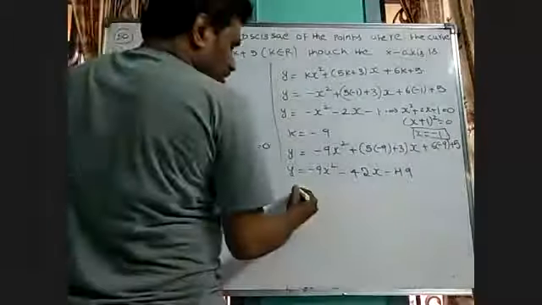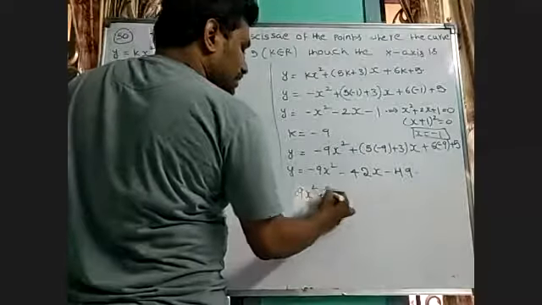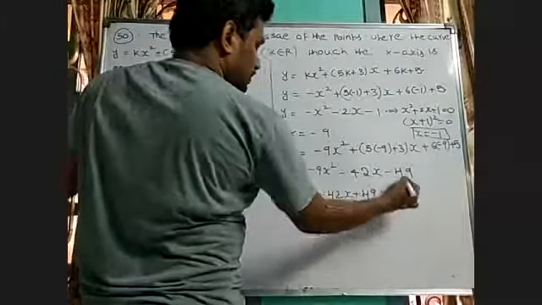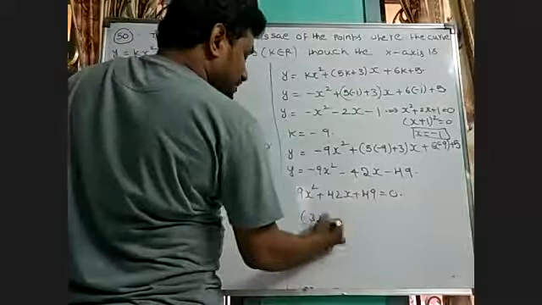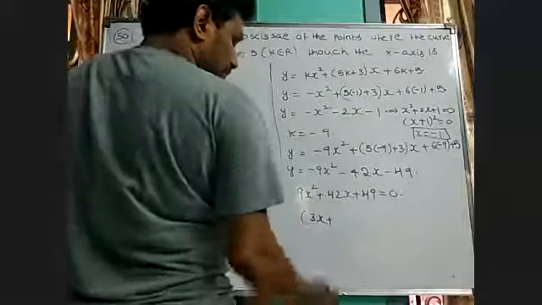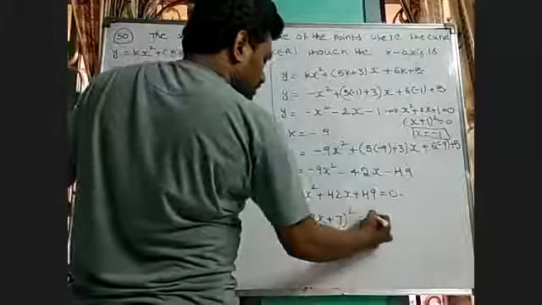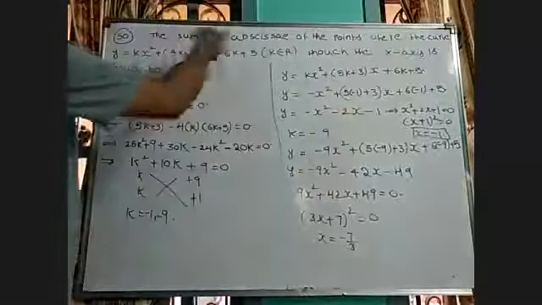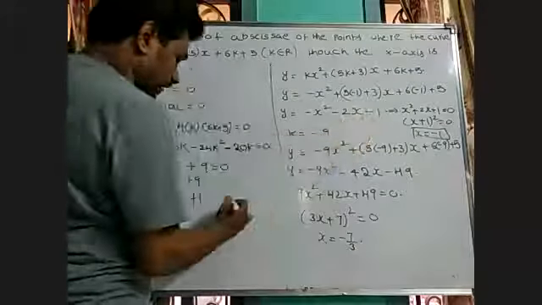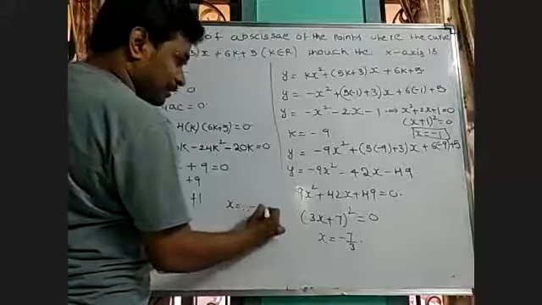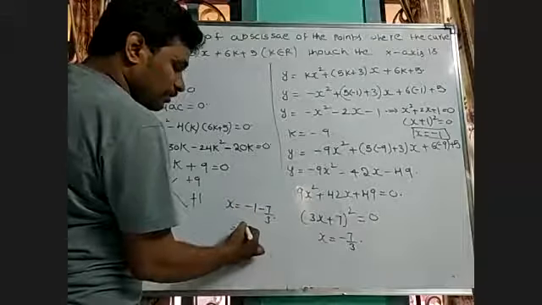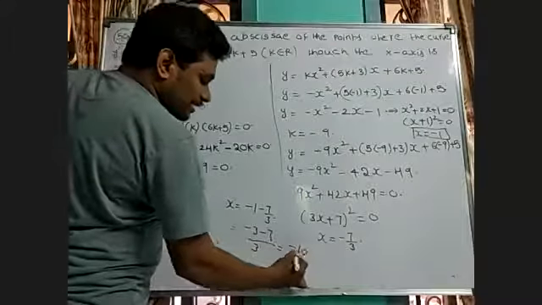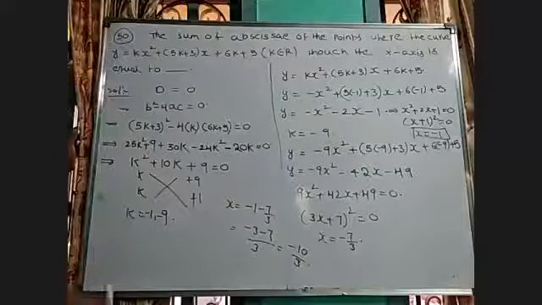Similarly, 9x square plus 42x plus 49 equals 0. I am writing this as (3x plus 7) whole square equals 0, so x is equal to minus 7 by 3. Sum of the abscissa, these x values I am adding: minus 1 minus 7 by 3, which is minus 3 minus 7 by 3. From this, what we get is minus 10 by 3.